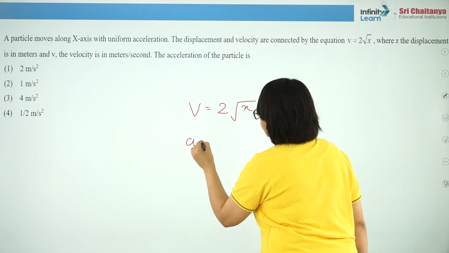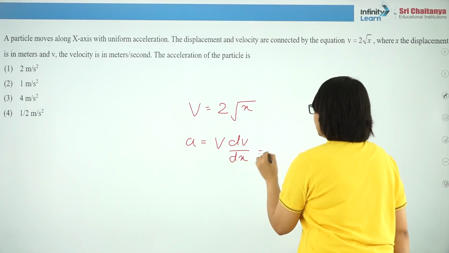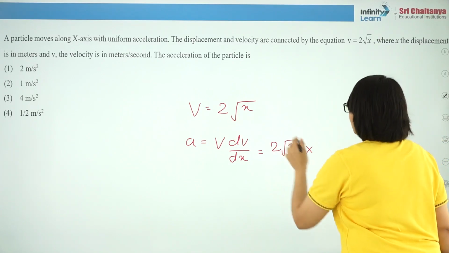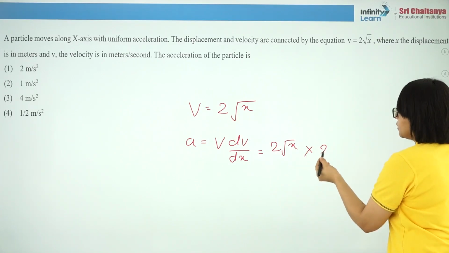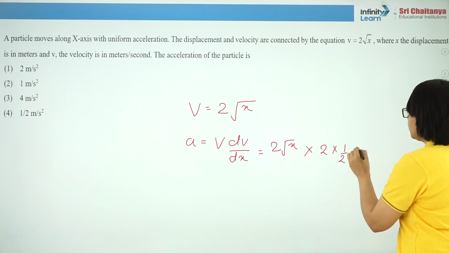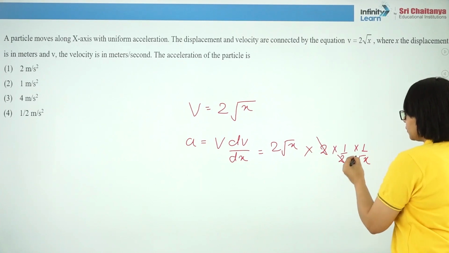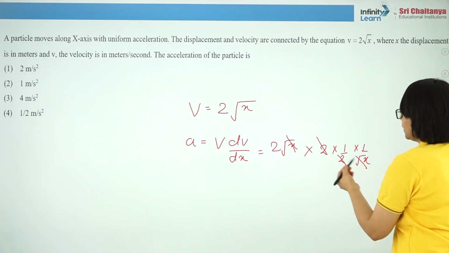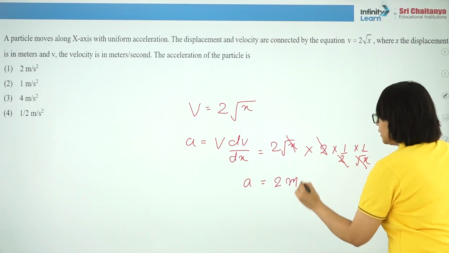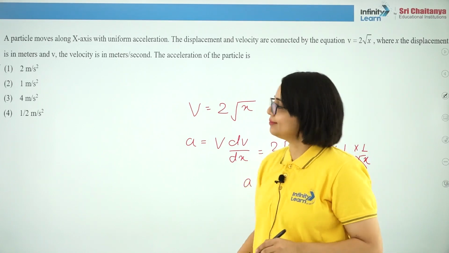So, we can write acceleration as v dv by dx and it is 2 root x into differentiation of 2 root x. So, it is 2, differentiation of root x will be 1 by 2 into 1 upon root x, right. So, you can see that all of these quantities are cancelling each other. So, acceleration will be 2 meter per second square, which is option 1, right.